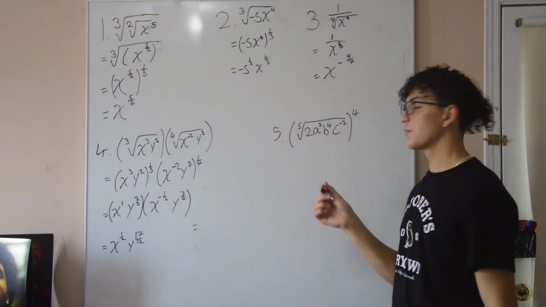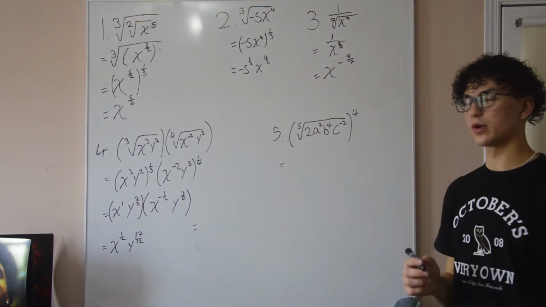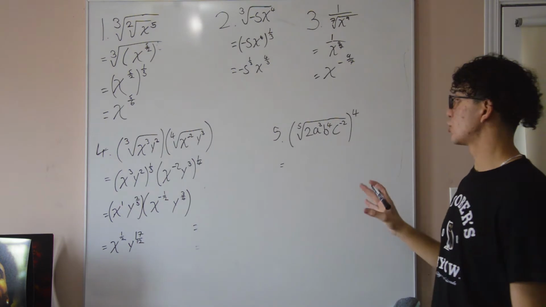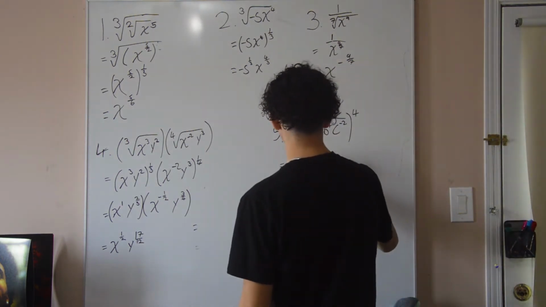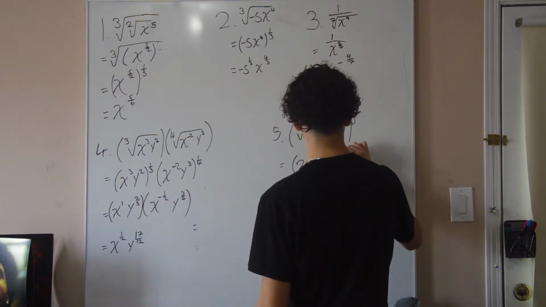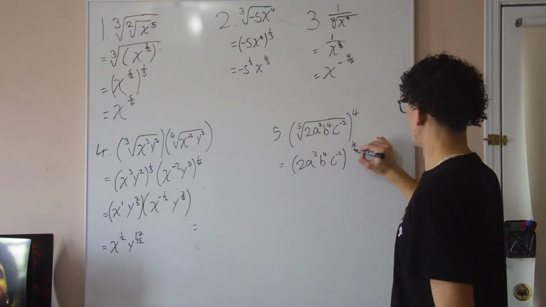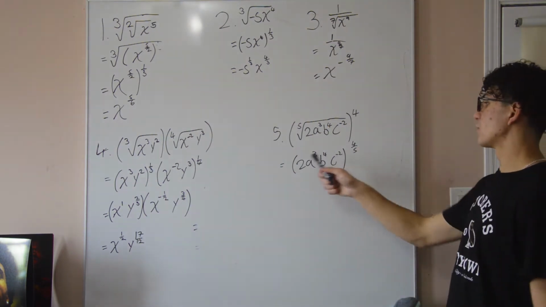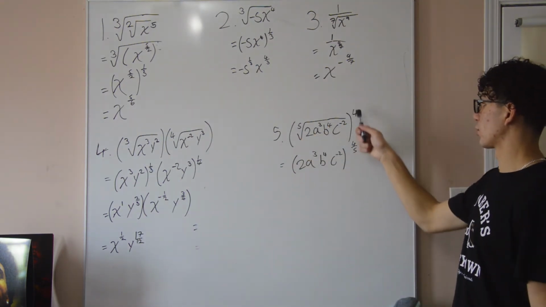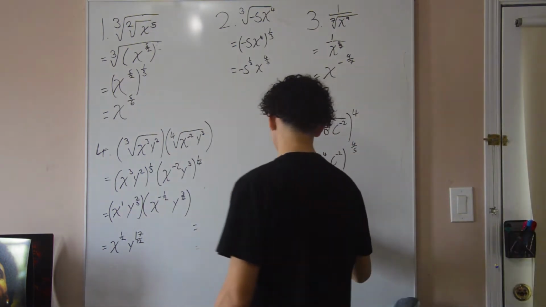Here we have a fifth root, and we also have it to the power of 4. Now, something you should be able to notice is that this becomes (2a^3 b^4 c^-2) all to the power of 4 over 5, because the 5 would become the root, and the 4 would become the exponent of the whole thing. And now we can simply run this through.